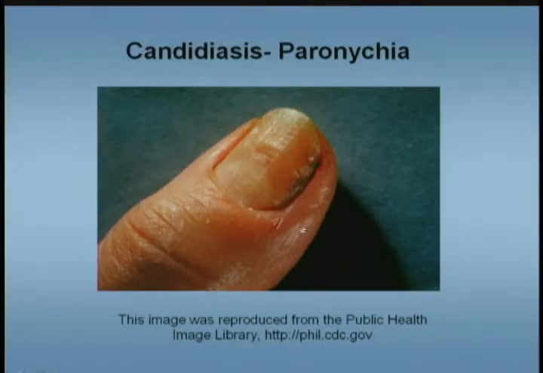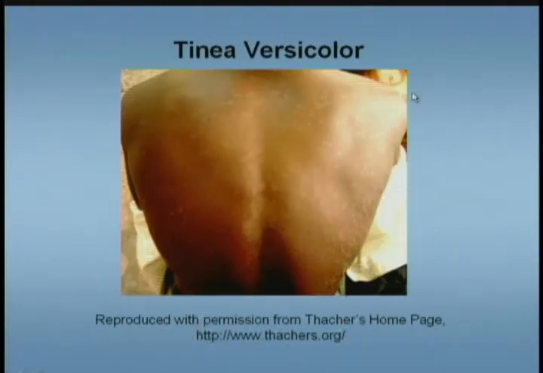Paronychia, that is a bacterial infection around or near the nail, around the nail, paronychia. Tinea versicolor. Hey, look at the many strange colors. You see the many strange colors? It's sort of like versatile colors, multiple colors. Tinea versicolor is also known as Pityrosporum orbiculare.